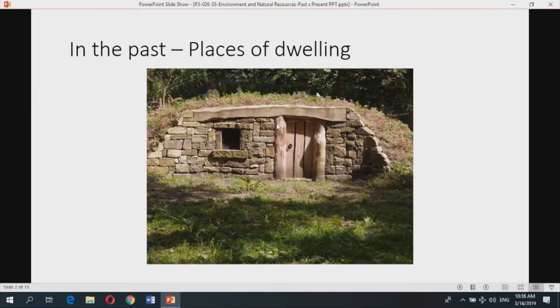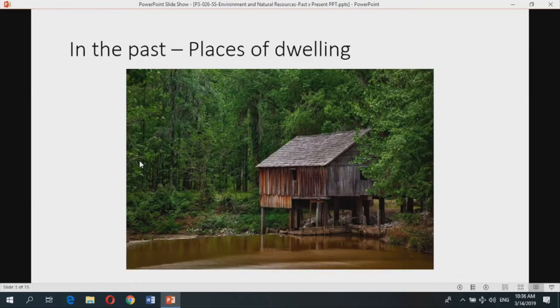We have a house made of stone that's dug into the earth. Is it tall? No. No. It's a very small house. Maybe only one or two people could live here. And how about this place? Have you seen houses like this before? Yes, I have too. There are some houses still like this in Thailand.